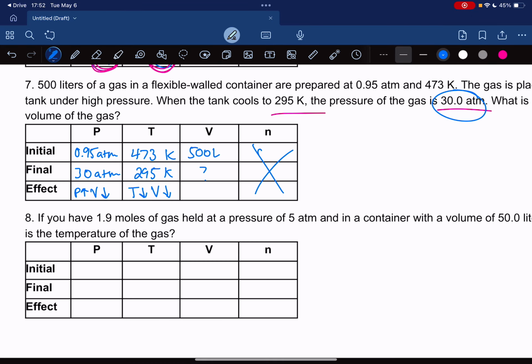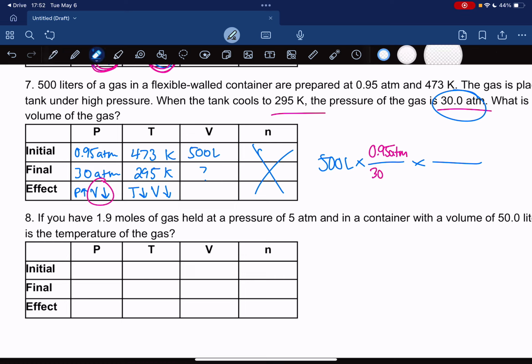And now I just need to set up my ratios. I'll start with my 500 liters, multiply it by 2 ratios. My first ratio is going to be my pressures. I want this ratio to make my volume smaller, so I will put the smaller number on top, 0.95 over 30. And for my temperatures, I will put my smaller number on top again because my temperature change is also decreasing my volume, 295 K over 473 K.